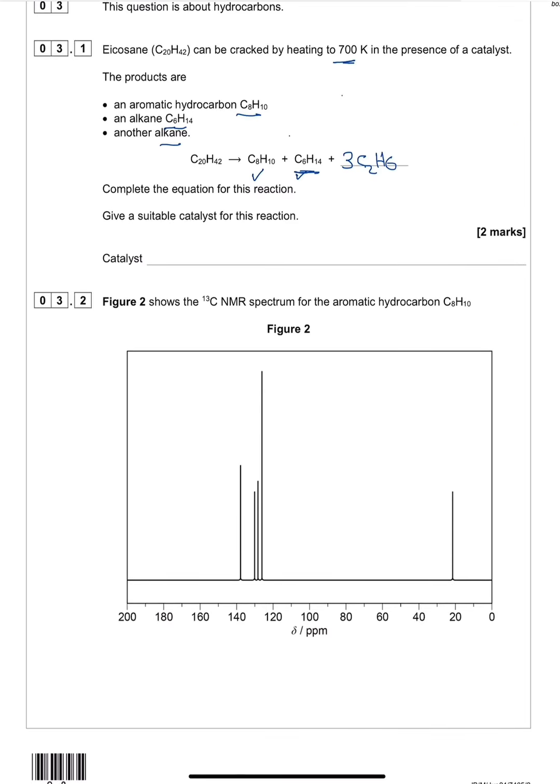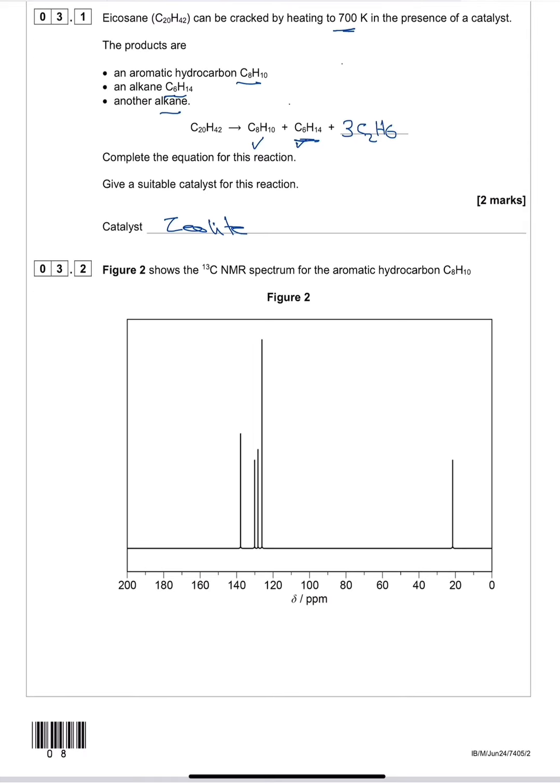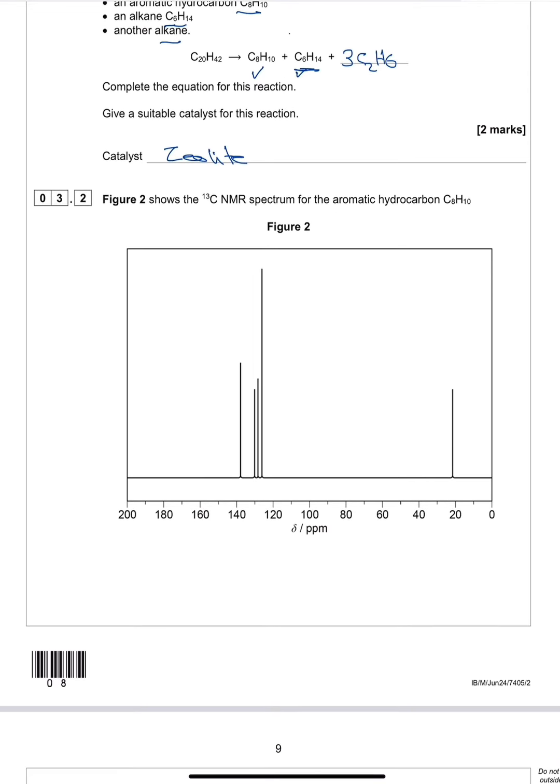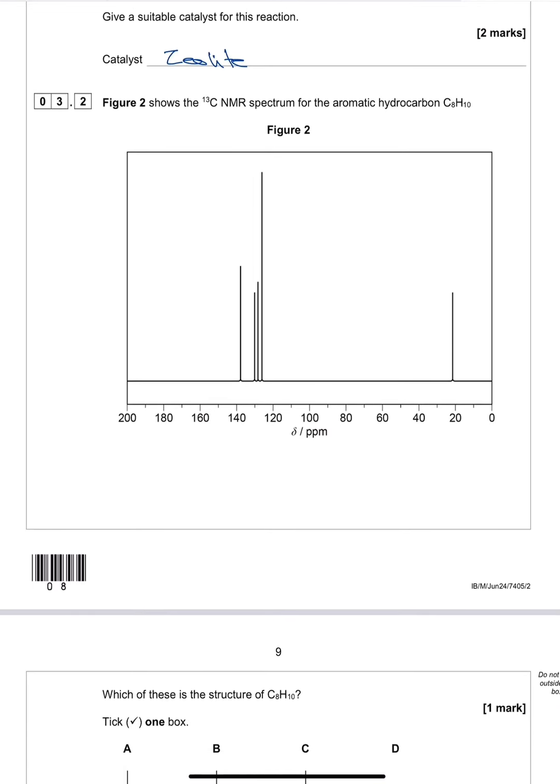Now they ask you to give a suitable catalyst for this reaction. There are 3 different catalysts that you need to know, but here you only need to mention one of them. So I'm just going to write one of them, which is zeolite. Zeolite is one of these catalysts which are used for catalytic cracking. And then they give you the carbon-13 NMR spectrum of the aromatic hydrocarbon, which is C8H10.